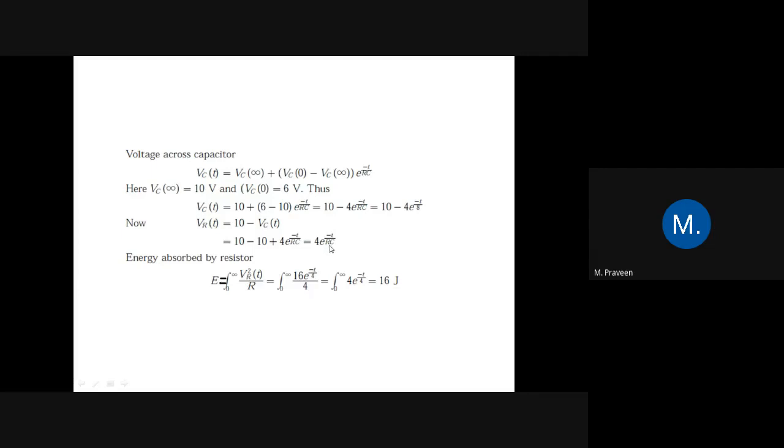So both are the same only. Okay, so now we have to find what is the energy absorbed during the interval from 0 to infinity. So the formula is E from 0 to infinity is equal to the integral of P dt.